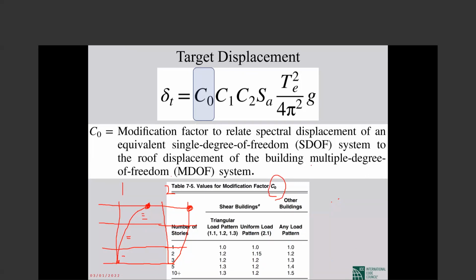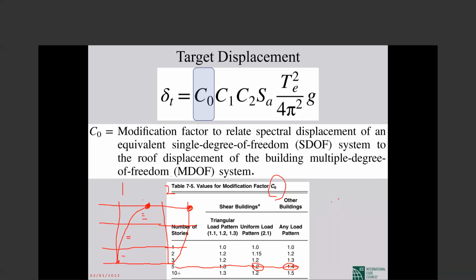C0 wants to say that from a single degree of freedom system to a multi-degree of freedom system, you can see, for example, for a 5-story system, for shear buildings, it says 1.2. So the target displacement will be multiplied by 1.2, 20% more. But for bending type buildings, where the top displacement is more, it is 40%, 1.4.